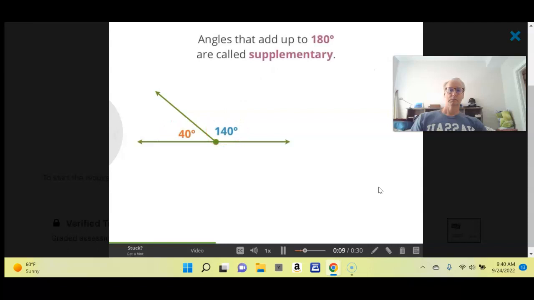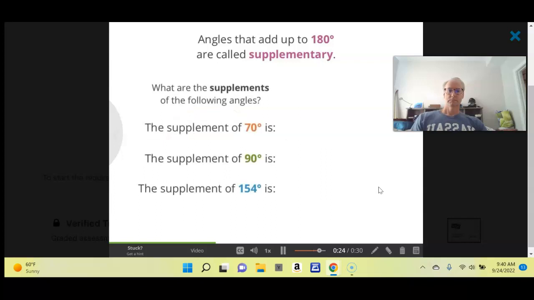Now, angles that add up to 180 degrees are called supplementary angles. So these two angles, 40 degrees and 140 degrees, are supplements to each other because they add up to 180 degrees. So your next challenge is to find the supplements of angles measuring 70 degrees, 90 degrees, and 154 degrees.